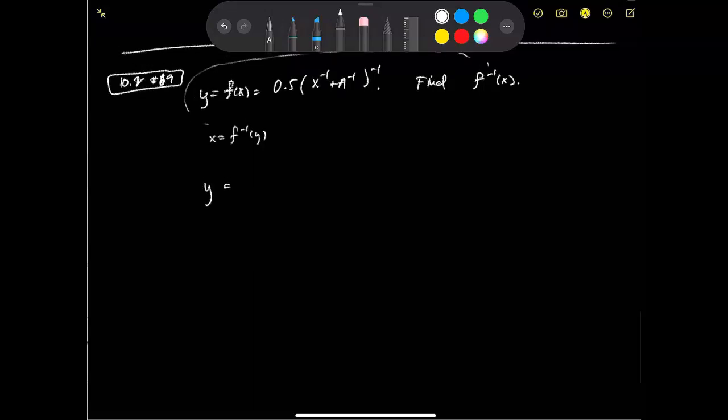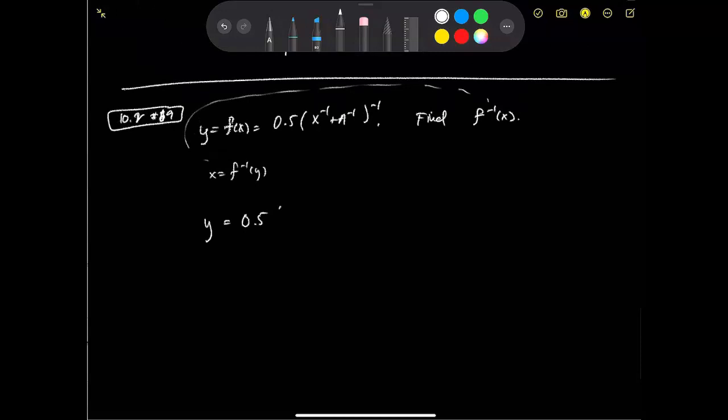So if I have y is equal to 0.5 times (x to the minus 1 plus a to the minus 1) to the minus 1, isolating for x, we'll start with this scalar multiple here. Divide both sides by a half. Dividing by half is like multiplying by 2. So we get 2y on the left, and (x to the minus 1 plus a to the minus 1) all to the minus 1 on the right.